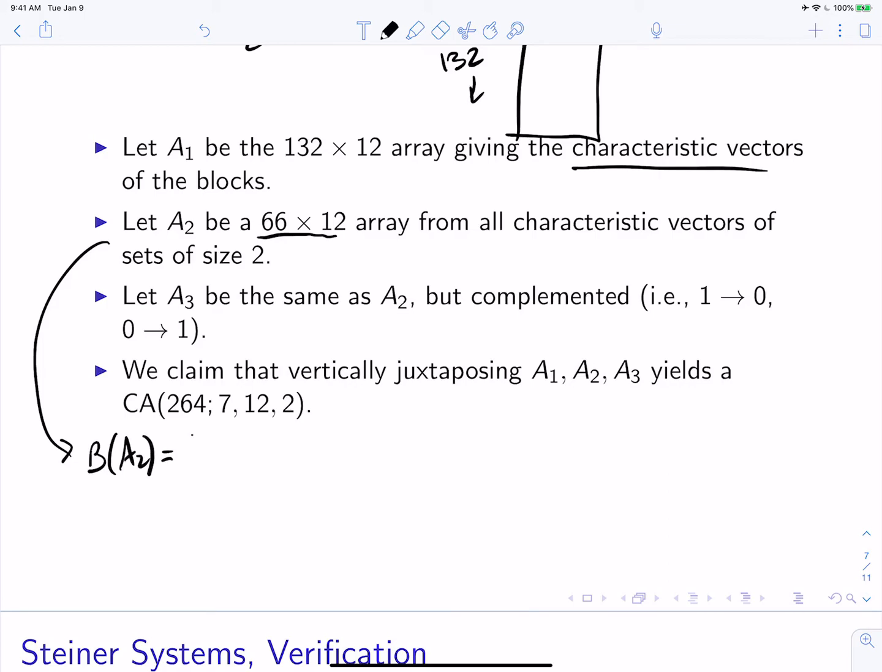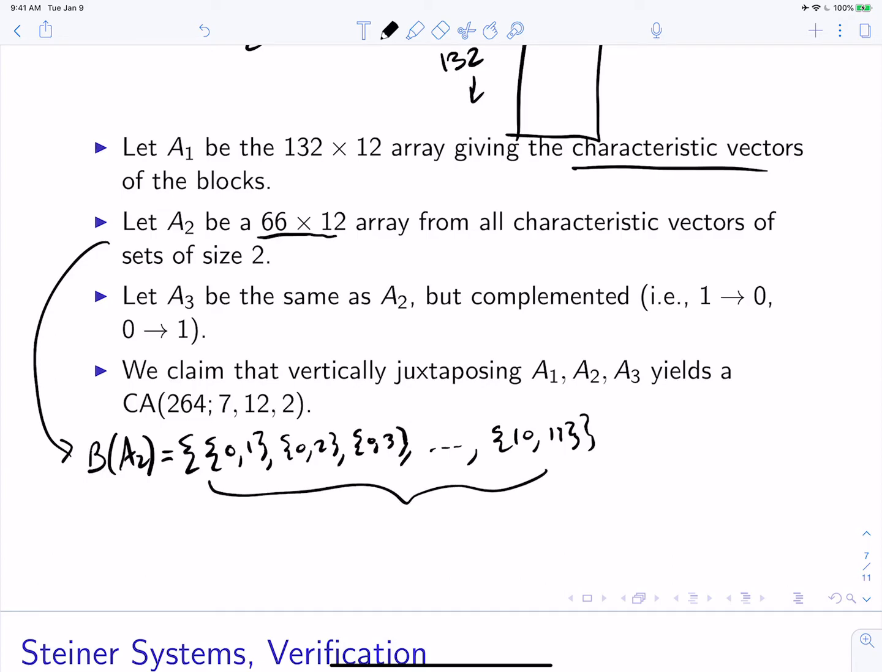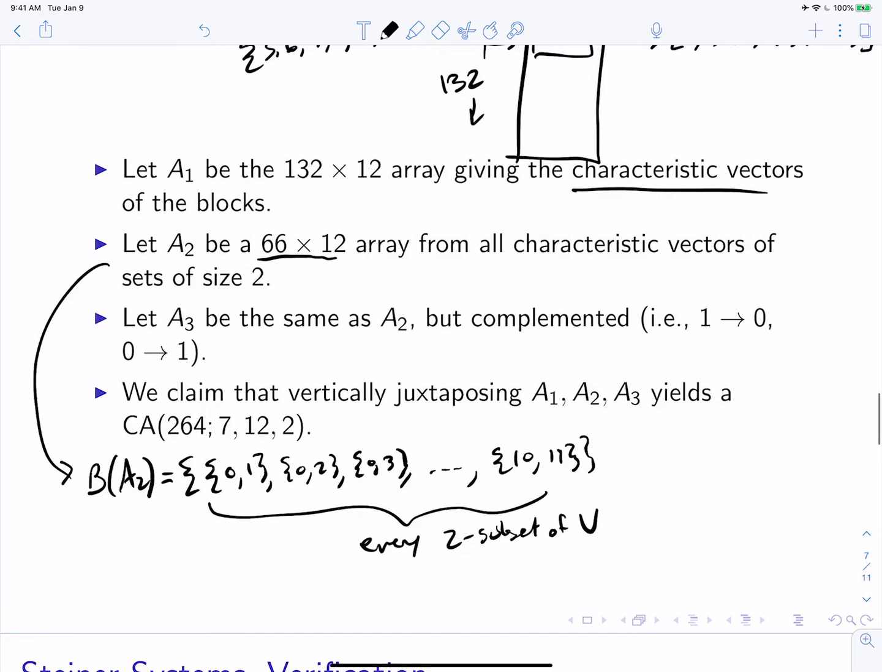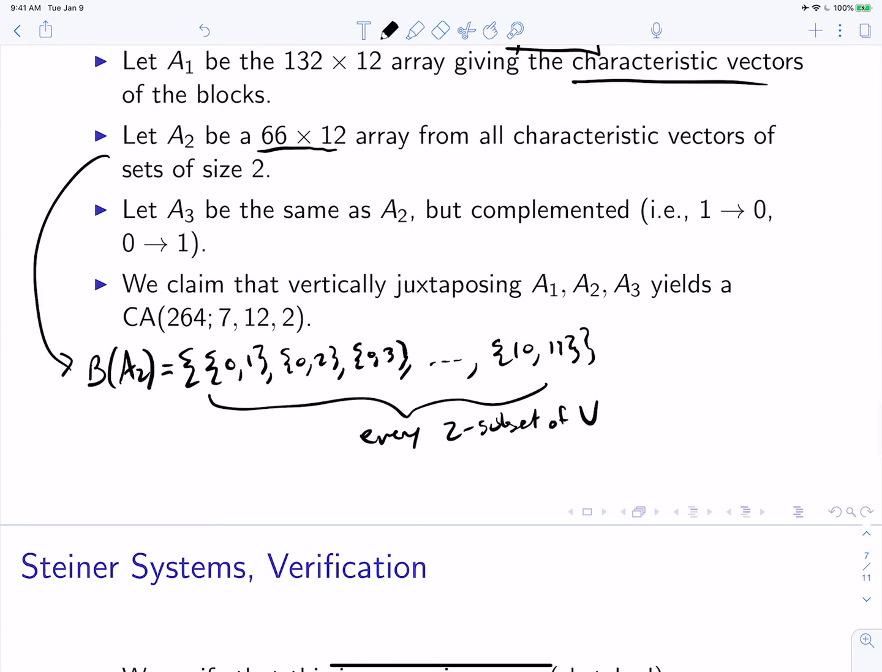So the blocks for A2, so to speak, are going to be 0, 1, 0, 2, 0, 3, etc., up to 10, 11. So every 2-element subset of the elements that we have, and we'll do exactly the same thing as what we did before, but now there are only 66 elements because 12 choose 2 is 66.